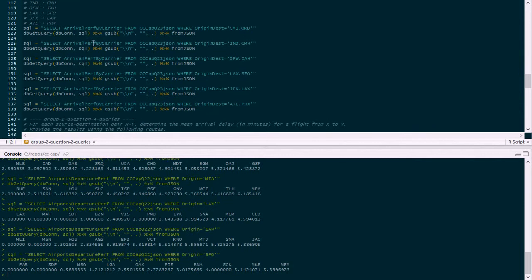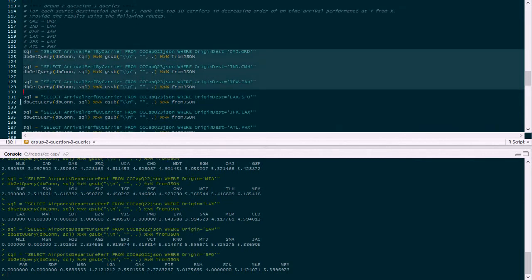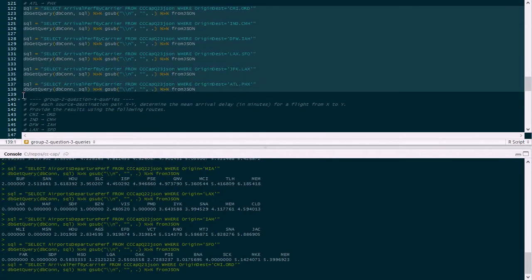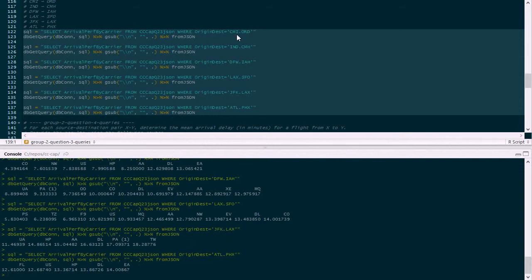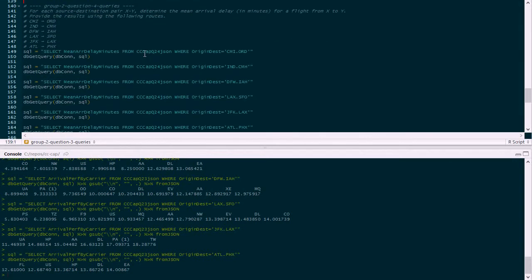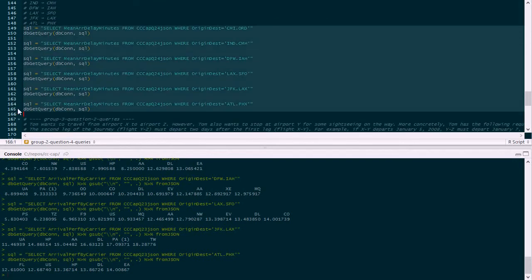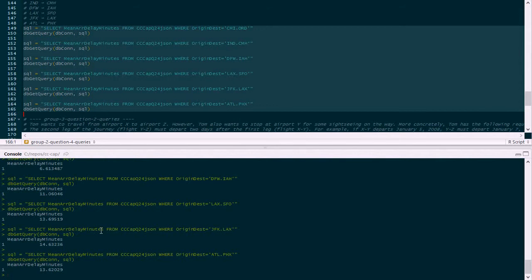You can look at the results also for 2.3. And you'll notice that we use composite keys, basically. You can go back to the report to see what we do, but it's really a matter of trying to get the best performance from the database. Question 2.4. And again, we get our results in terms of average arrival delays.